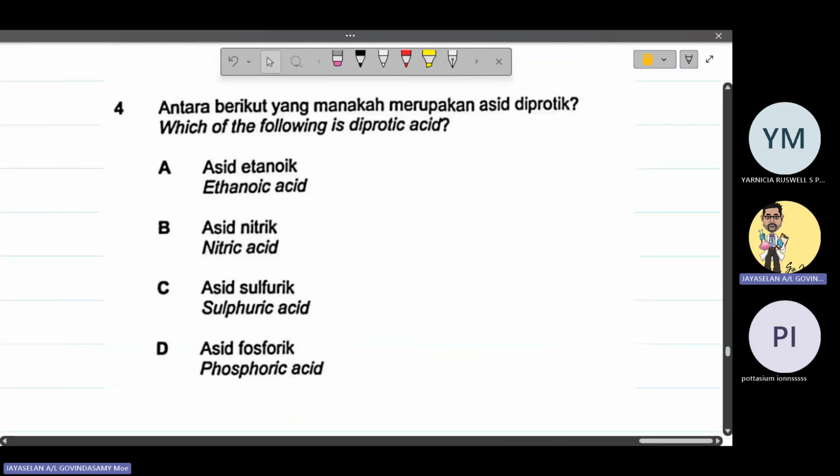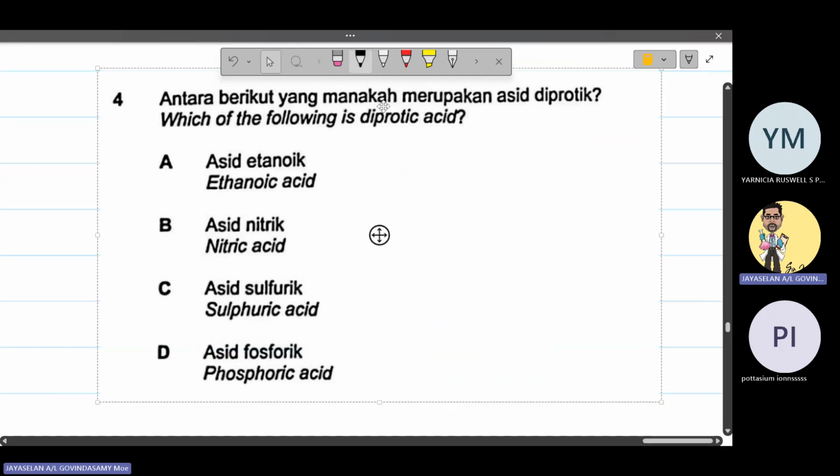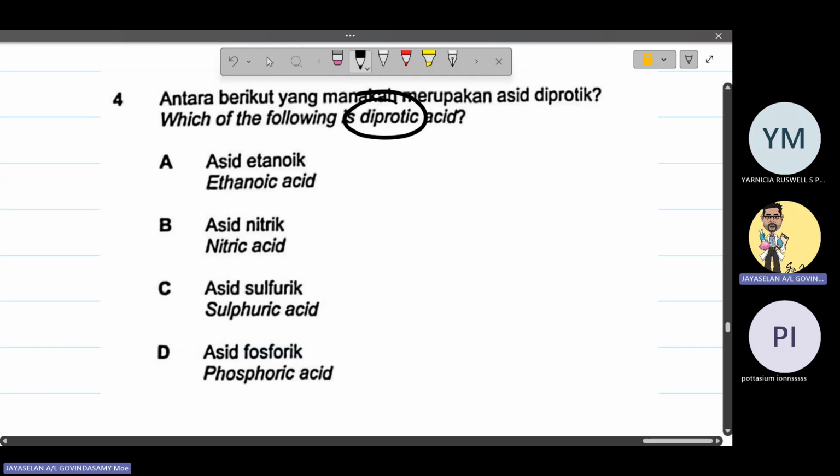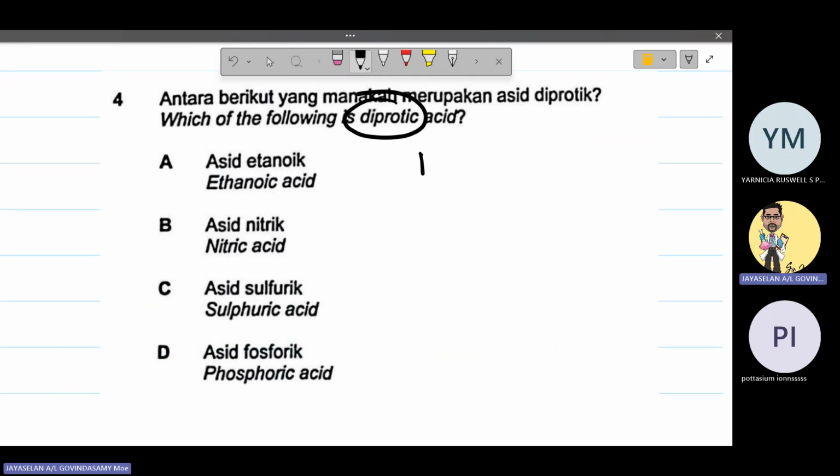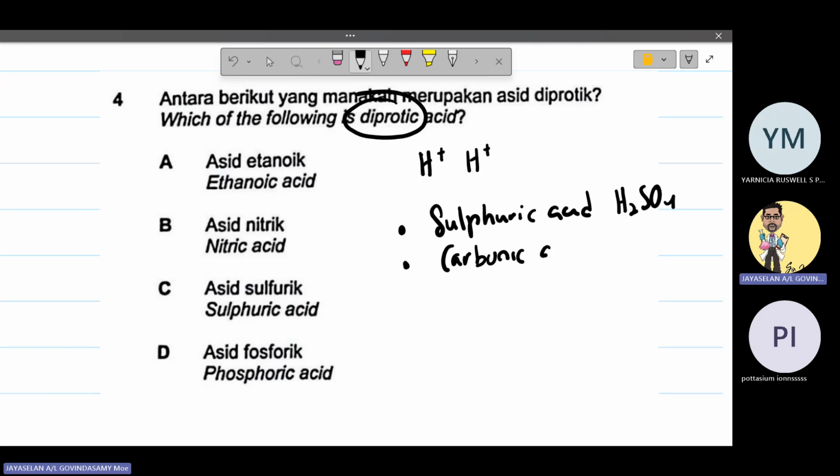Now you see this one. Which of the following is diprotic acid? You must remember diprotic acid means it has two hydrogen ions. In the formula there should be two hydrogen ions. That should be sulfuric acid. What is the formula of sulfuric acid? H2SO4. One more acid to remember is carbonic acid. It's a weak acid, so it will be H2CO3. All these contain two hydrogen ions.